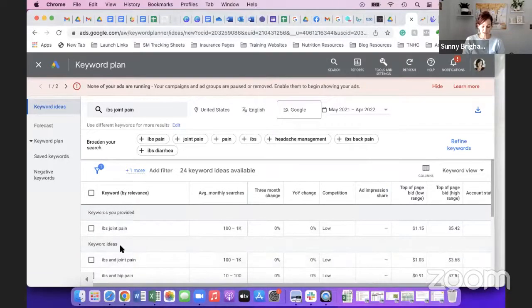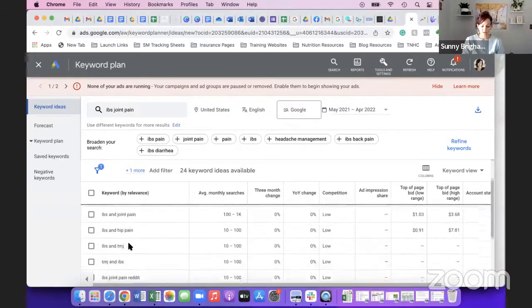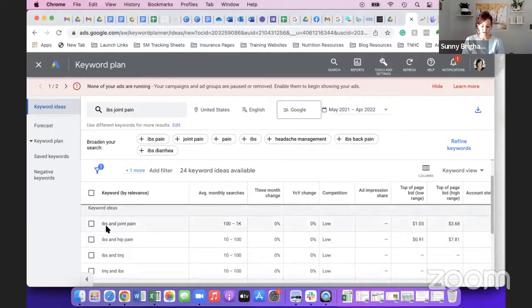Now, if we come down to keyword ideas, these are similar sets of keywords that people have searched for that relate to what I put in. And these are important to look at as well, because you can see people are searching for IBS and joint pain. So just adding that additional word, we've got another 100 to 1,000 people searching, and we've got low competition, which is a good phrase to include in your copy somewhere. You can see that people are also searching for hip pain, TMJ, and a couple of different ones.